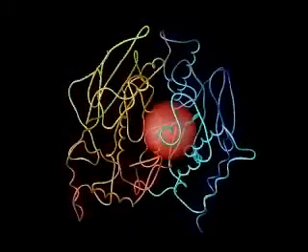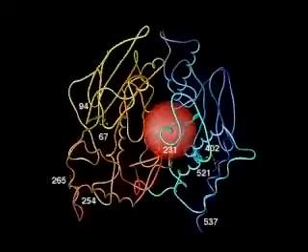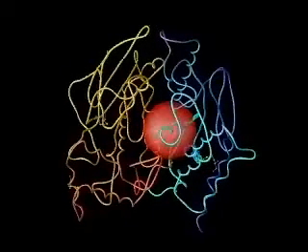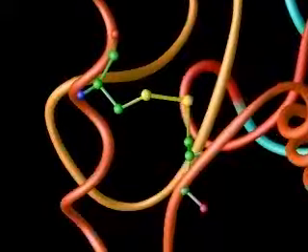The center of chemical activity, the active site, is a region buried deep between the domains. Disulfide bonds help to stabilize the backbone by tying together nearby strands. First, let's examine this bond on the exterior of the protein.